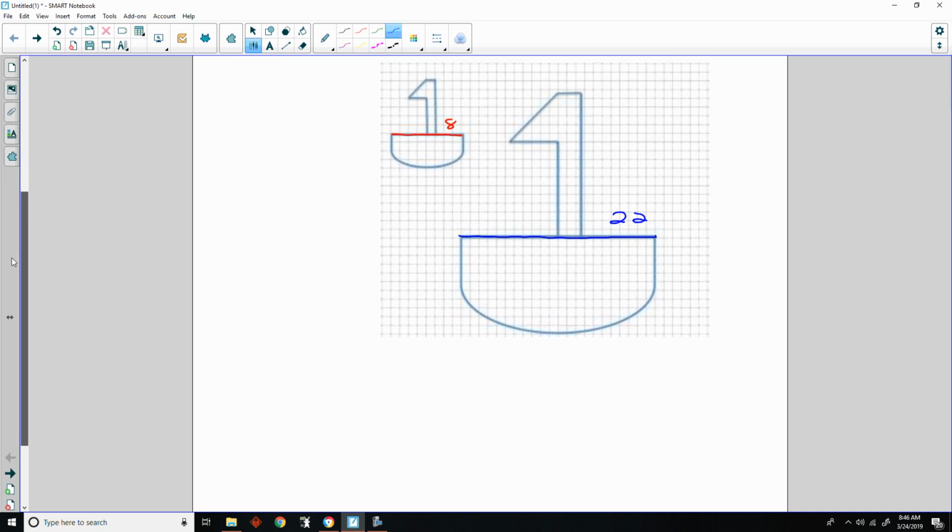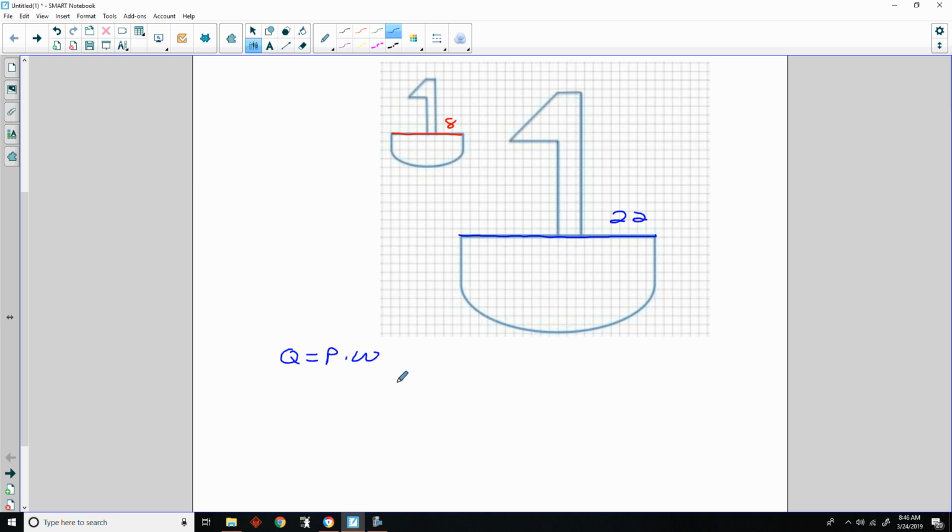Okay, so once we do that, then we have scale factor is quantity equals some percent times the whole. The smaller boat is the whole. So the smaller boat is W. So that is going to be some percent times 8 equals the bigger boat. Divide both sides by 8, and we find the percent.